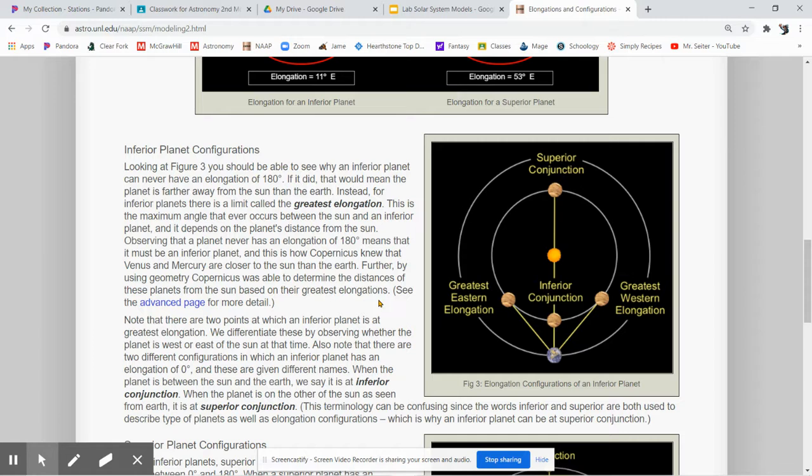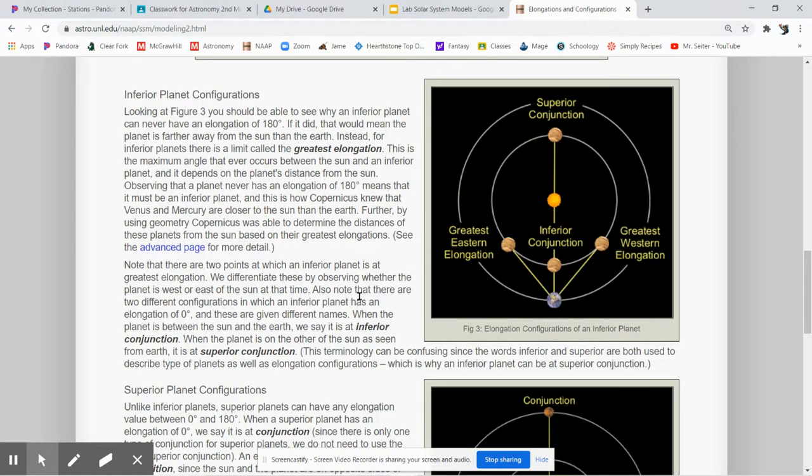Observing that a planet never has an elongation of 180 means that it must be an inferior planet. And this is how Copernicus knew that Venus and Mercury are closer to the sun than the Earth. Further, by using geometry, Copernicus was able to determine the distance of these planets from the sun based on their greatest elongations. Note that there are 2 points at which an inferior planet is at greatest elongation. We differentiate these by observing whether the planet is west or east of the sun at the time.